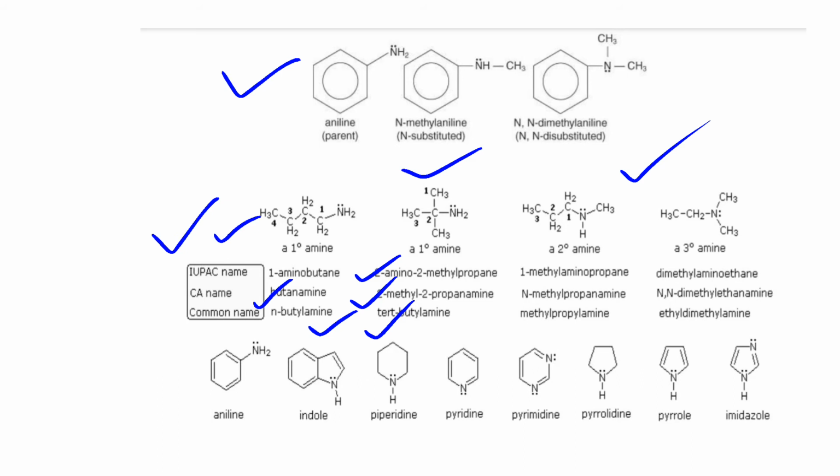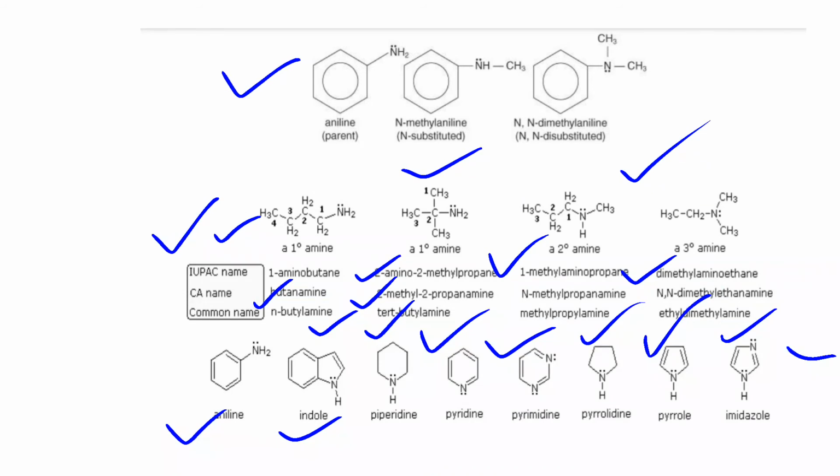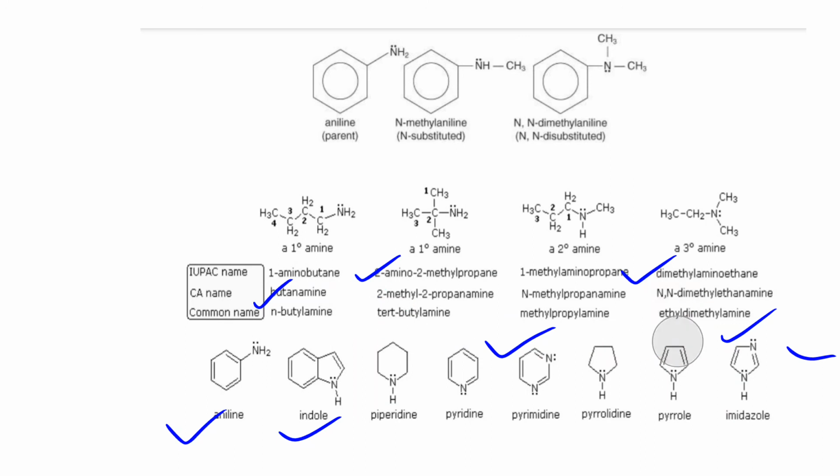These are more examples: methyl amine, amino propane, and dimethyl amino ethane. These are examples: aniline, indole, aromatic, dipyridine, heterocyclic amino compounds. Next, piperidine, pyridine, pyrimidine, pyrrolidine, pyrrole, imidazole. These are more examples of nitrogen containing organic compounds: cyclic, aromatic, and aliphatic amines.